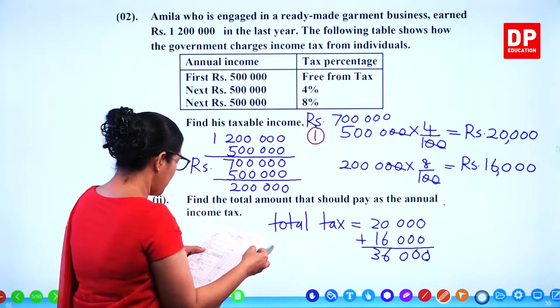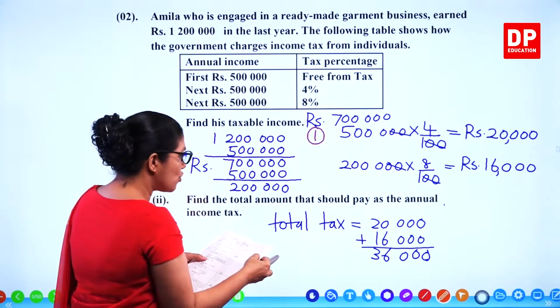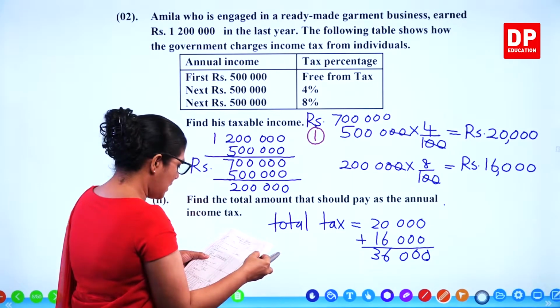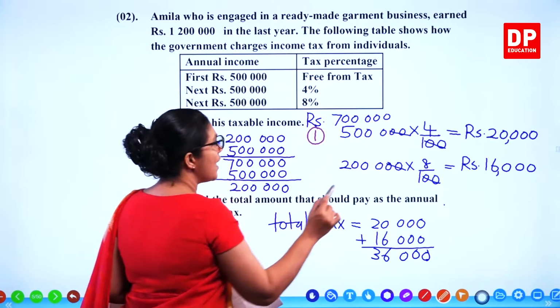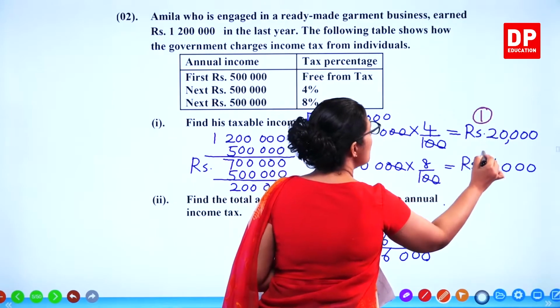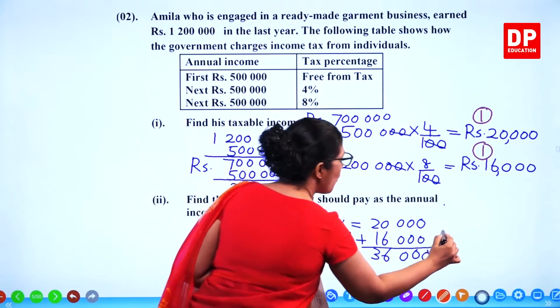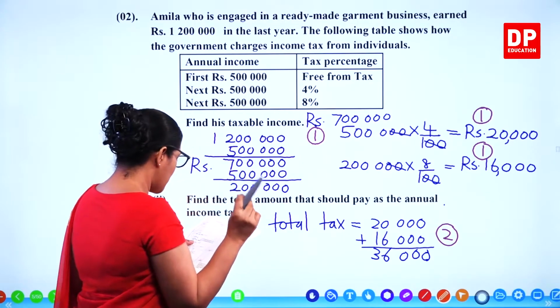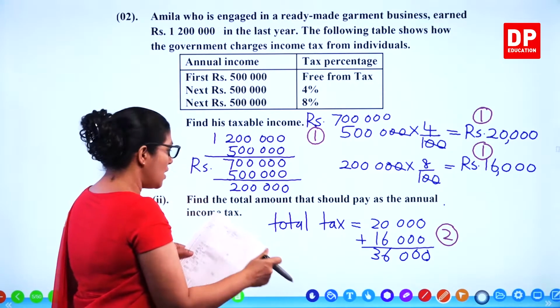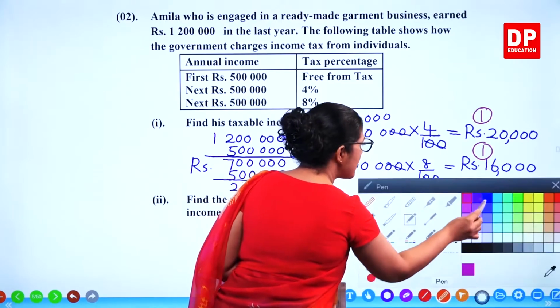And then the value, the total is 36,000. You get 4 marks for that. 1, 2, 3, 4. 2 marks. So altogether 4 and 1, 6 marks for that question. So let's take the third part.